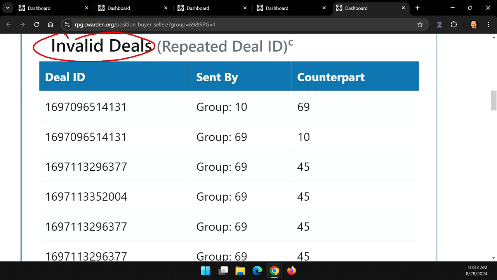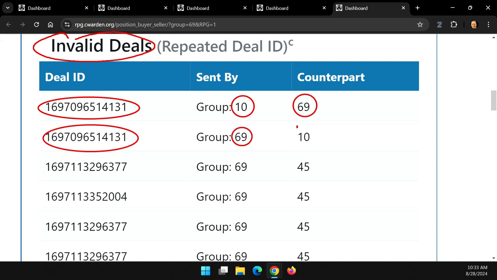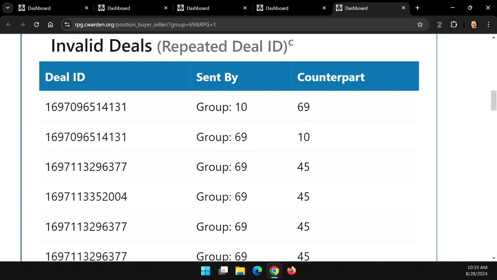And what is an invalid deal? Usually it's that the deal ID has been used more than once. So here we can see this number 131 and 131, it's the same number. And you can see that it's been sent from this group 10 to 69 and also from 69 to 10. So what does that tell us? That tells us that in fact these are the same groups, right? They did the right thing, but they did the right thing twice. Or maybe three times, because maybe this deal did work one time. But they're repeating it, so they're sending it more than once.